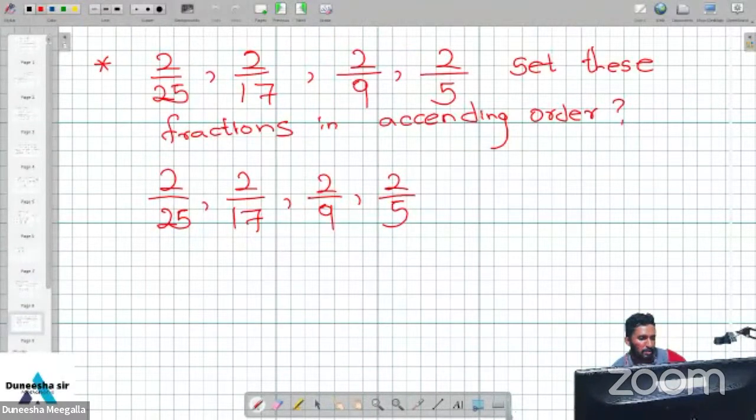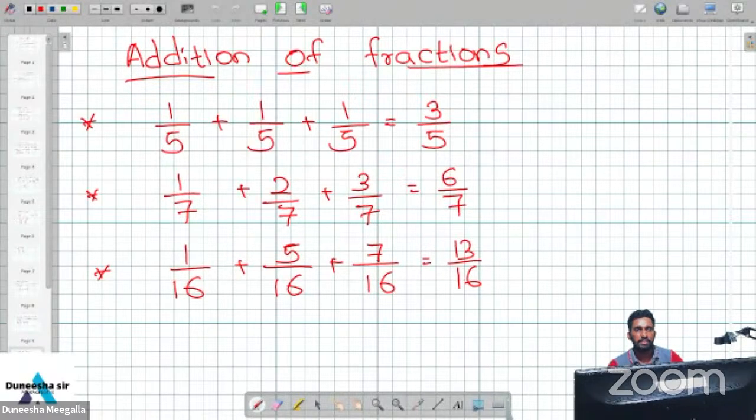Okay. Then we also did addition of fractions. We discussed 1 over 5, 1 over 5, 1 over 5. What is the addition of these? 3 over 5. Then 1 over 7 adding 2 over 7 is 3 over 7. What is the answer? It is 6 over 7. Okay.